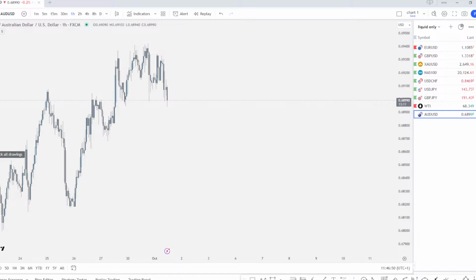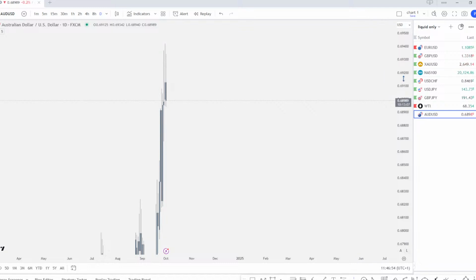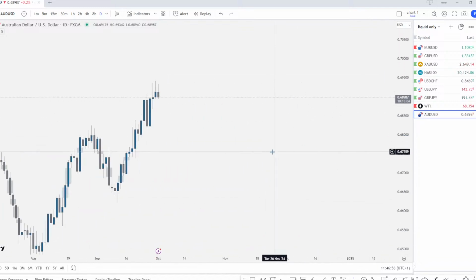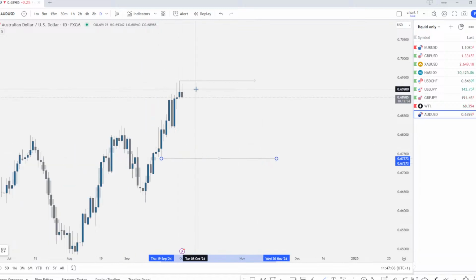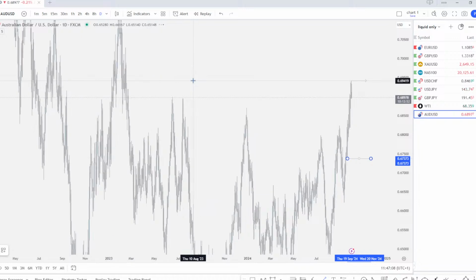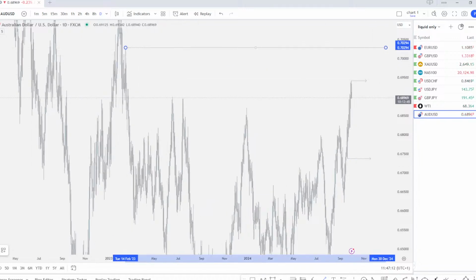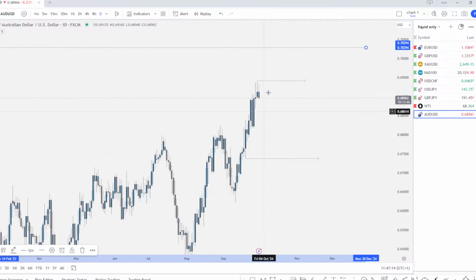So let's do a complete start to finish markup on AU. Bias long, bush straight away. Bias long, short term target, long term target. We don't have a long term target because it would be up here, but that's way up there. We want to keep it relative to the price action that's delivering at the moment.